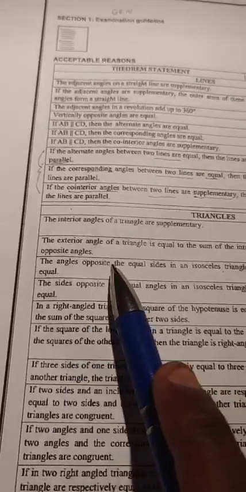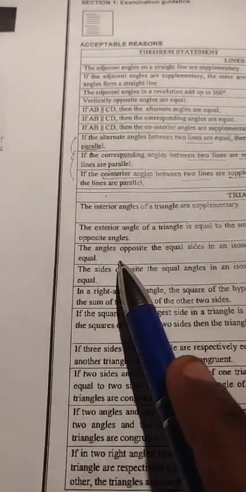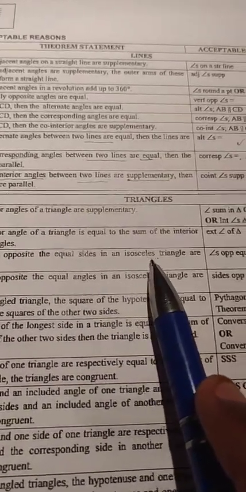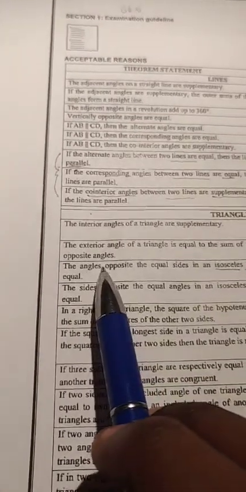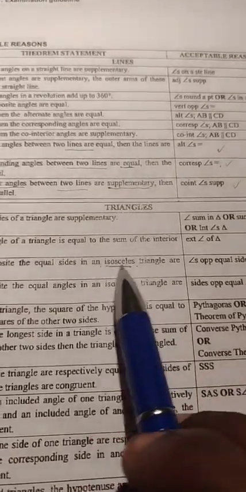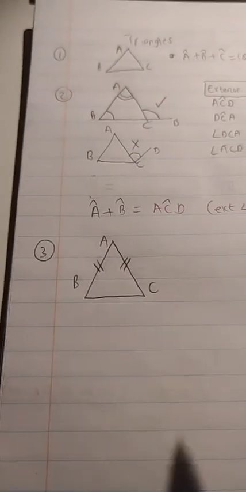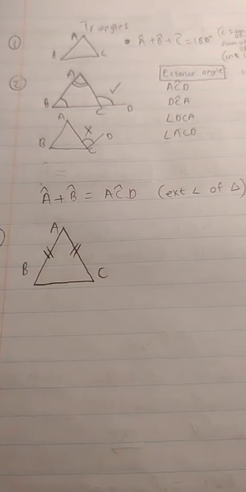The next statement in your acceptable reason document says, the angles opposite the equal sides in an isosceles triangle are equal. I repeat, the angles opposite the equal sides in a what? Triangle in an isosceles triangle are what? Are equal. The angles opposite the equal sides in an isosceles triangle are equal. The angles that are opposite what? The equal sides.